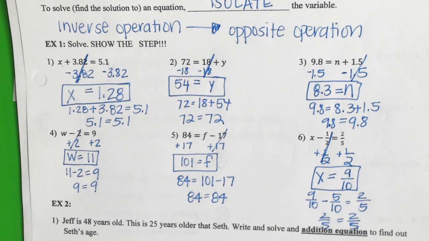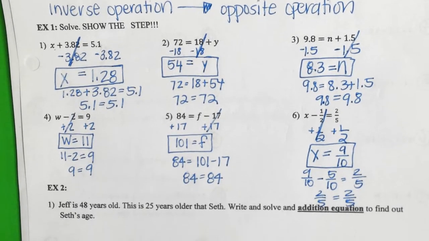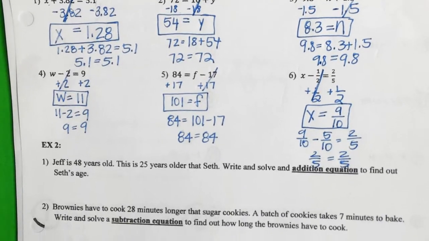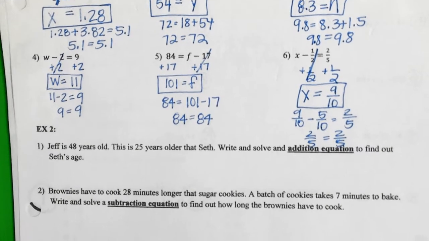Yes? Isn't 9/10 minus 5/10... Yes, but 4/10 simplified is 2/5. I was thinking for some reason the 2/5 was 1/10. Okay.